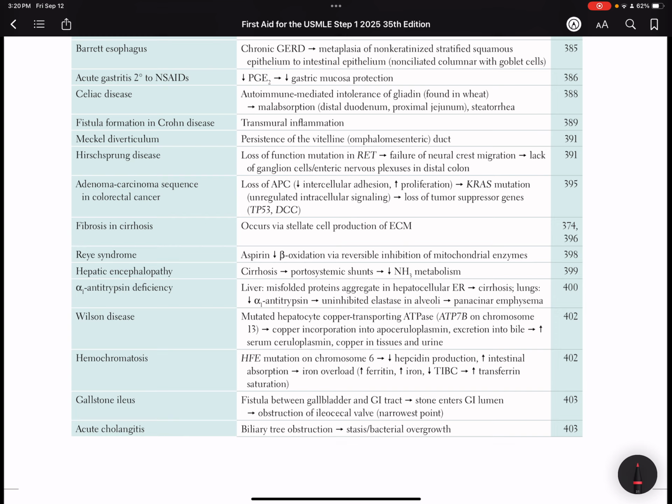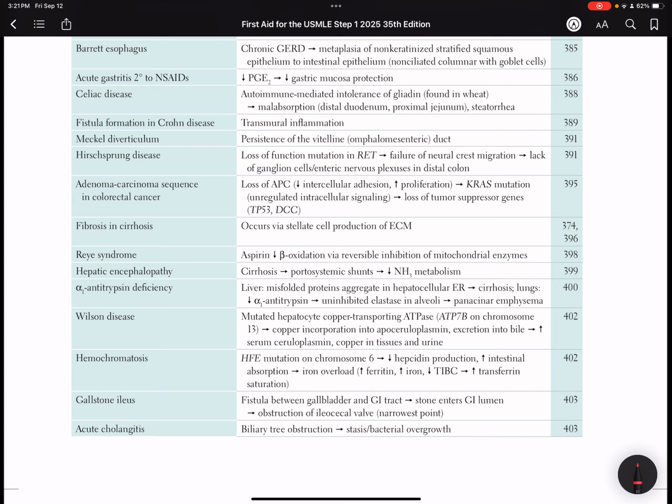This is chronic GERD causing metaplasia of non-keratinized stratified squamous epithelium to intestinal epithelium, which is non-ciliated columnar with goblet cells. So because of chronic GERD, you see metaplasia of non-keratinized stratified squamous epithelium to intestinal epithelium, which is non-ciliated columnar with goblet cells.